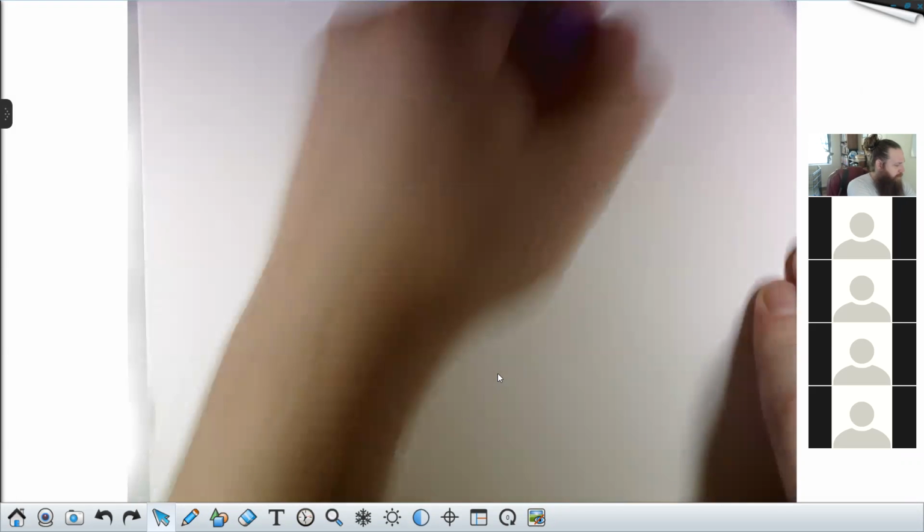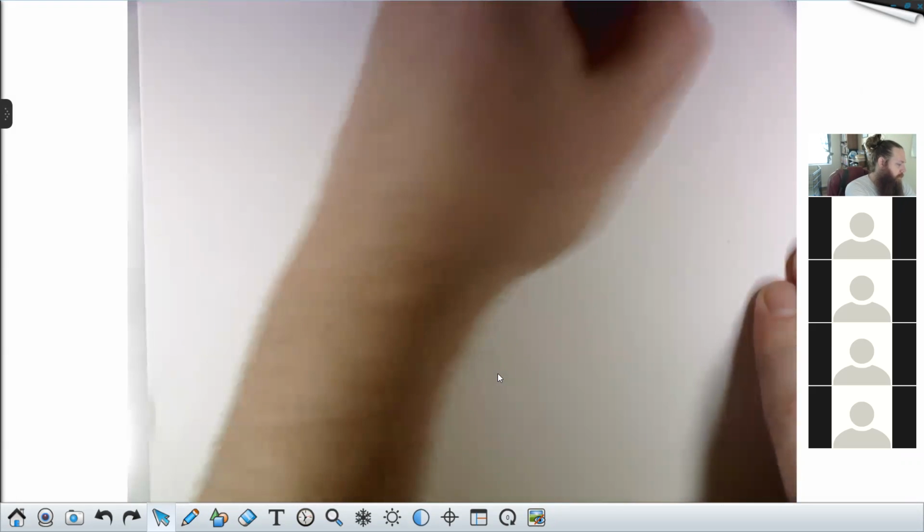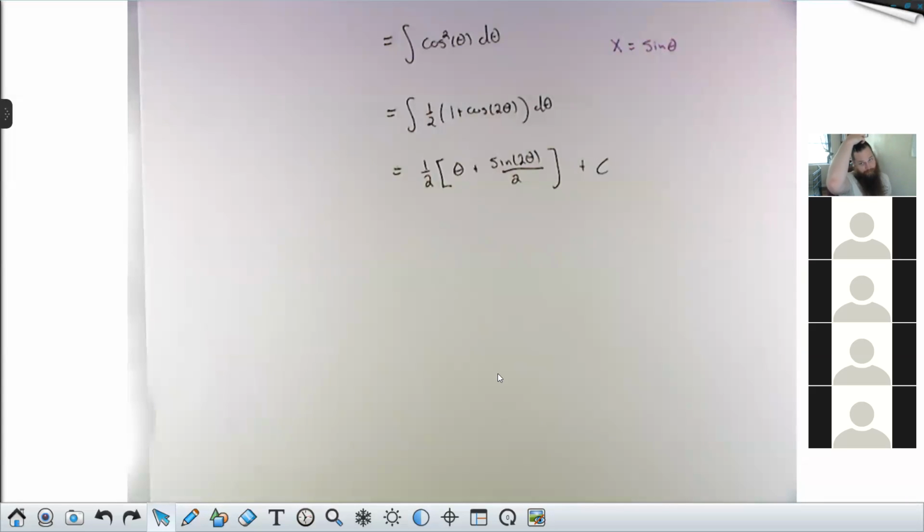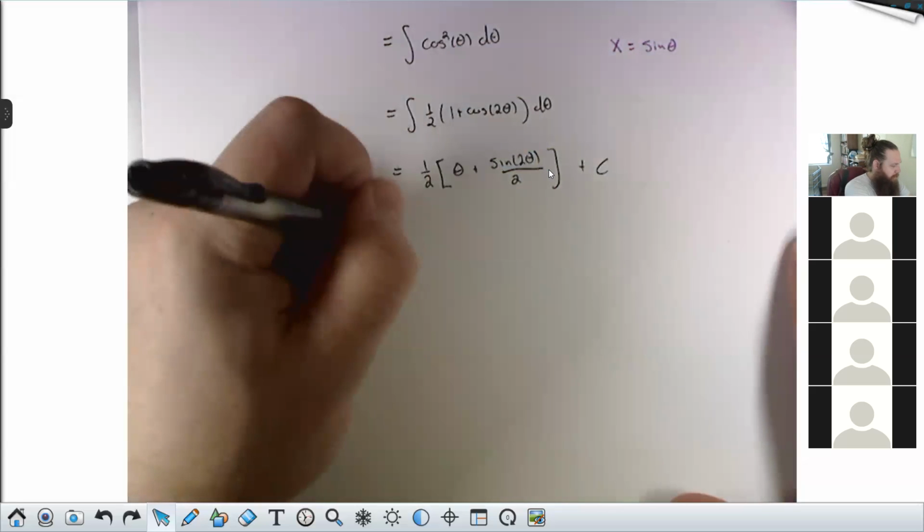Remember, the substitution we made was x equals sine theta, right? So in order to go back to my original variable, which I must do because this is an indefinite integral, I'm going to have to do some work. First, I know sine theta, that's x, but sine 2 theta, I don't know what that is. And this is where the double angle identities I said are so important are going to come in.